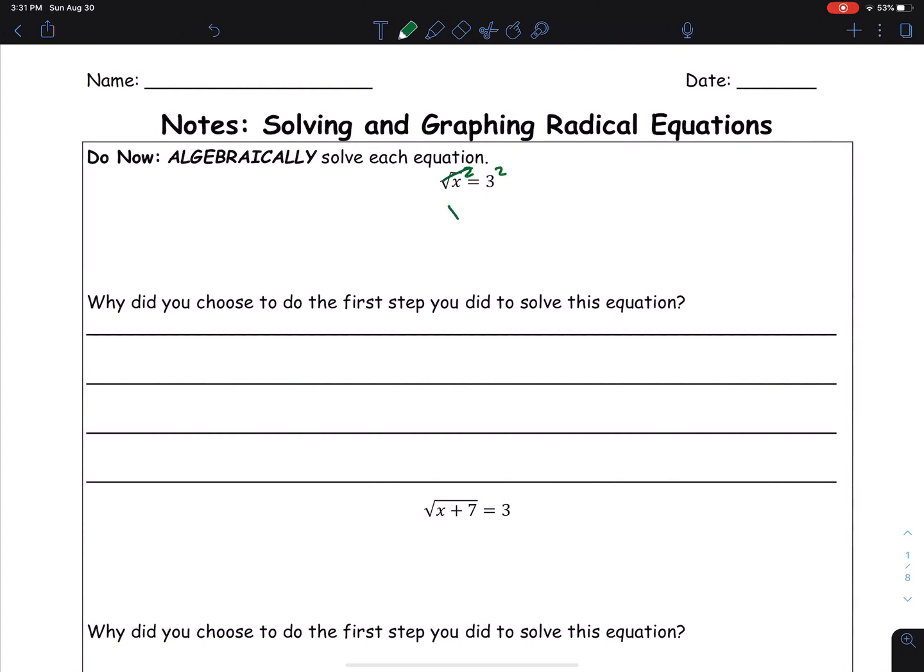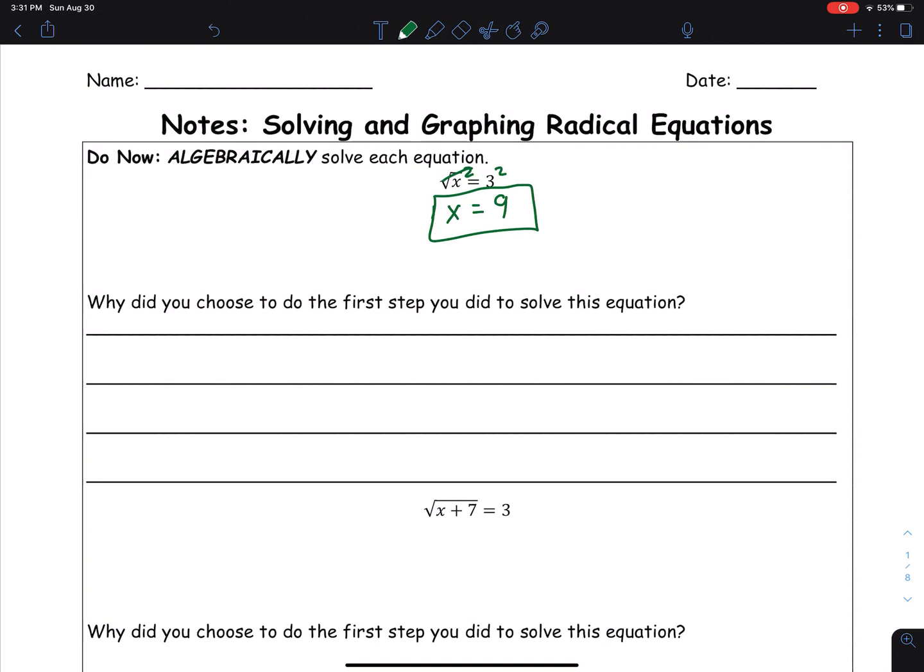So on the left, we are left with x and only x, so it's all by itself. And then 3 squared is 9. So we get our answer. That's all we got to do. The correct answer is x equals 9. And why did I choose to do the first step that I did to solve this equation?